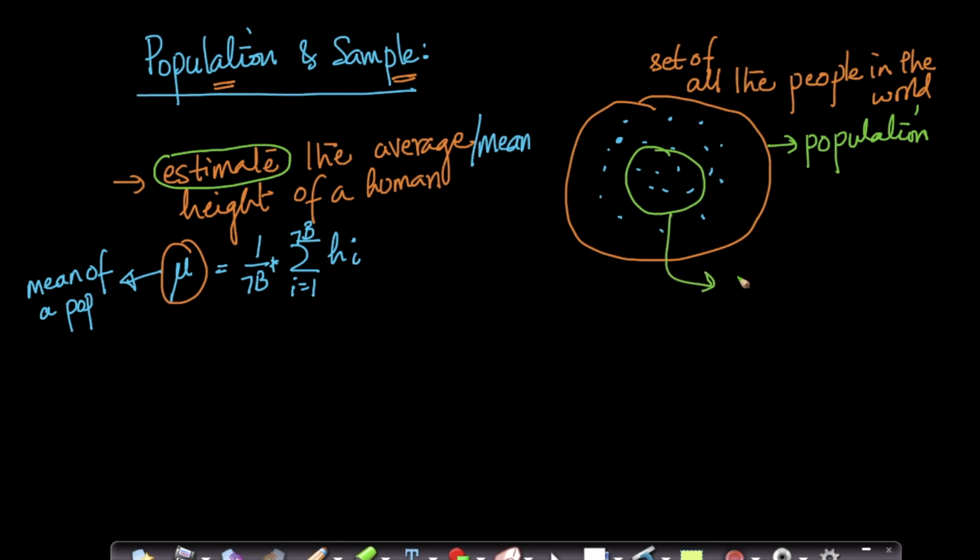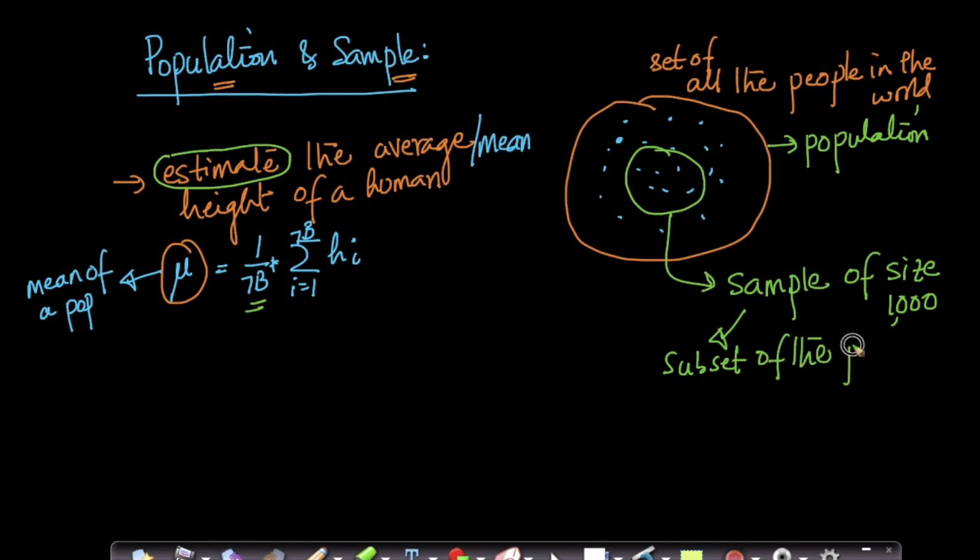So this is called a sample, right? Let's say a sample of size 1000. Since I can't measure the heights of all the 7 billion people, I will take a random sample. So a sample is basically a subset of the population. A sample is a subset of the population, right?